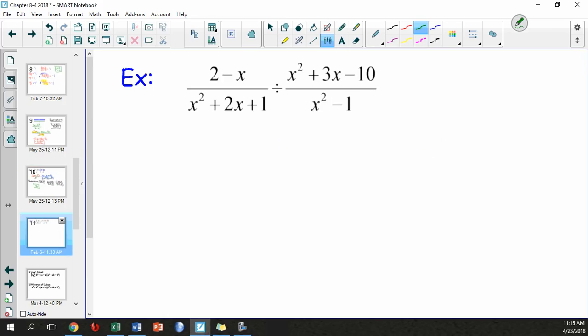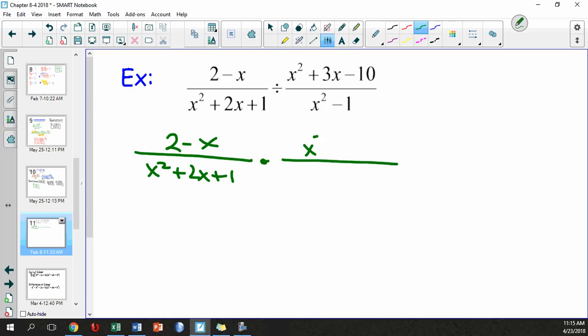Okay, now, how are these two different? They're attached by division. Tell me, when you divide by a fraction, what are you actually doing? Multiplying by the reciprocal of what? The first or second fraction? The second. So you know what we're going to immediately do? We're just going to change this division to multiplication, flipping the second fraction.